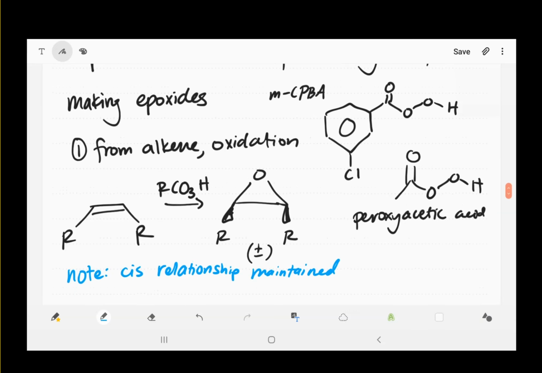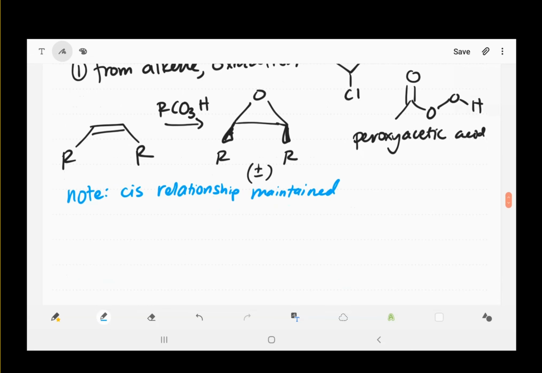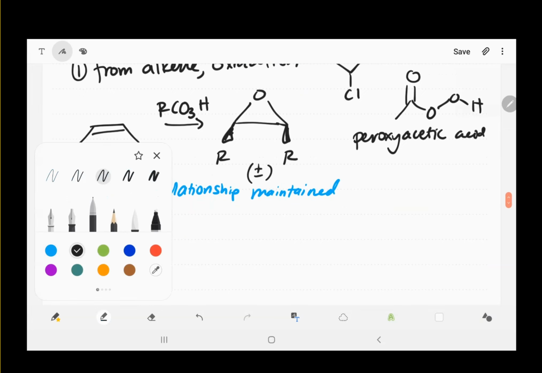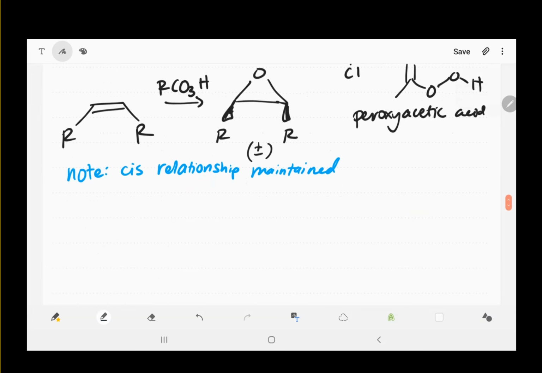Do I need to write out what MCPBA stands for? I might as well. Peroxybenzoic acid. Okay, so those are two reagents you could use to make an epoxide like this. Perhaps, though, you remember there's another way. Well, actually, you might not know this one, but hey, we'll do it anyway.